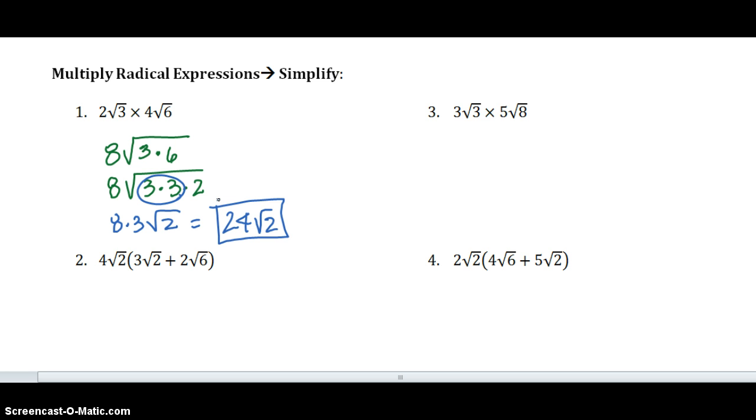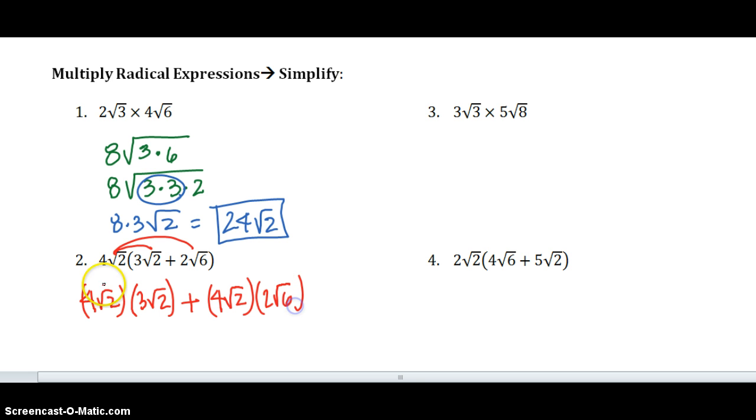All right, I'll let you do number 3 on your own. Let's look at number 2 together. Here I have parentheses. I need to distribute 4 radical 2 times 3 radical 2 plus 4 radical 2 gets distributed over to 2 radical 6. So this becomes 12, and square root of 2 times square root of 2 is the square root of 4, which is 2, plus 4 times 2 is 8.